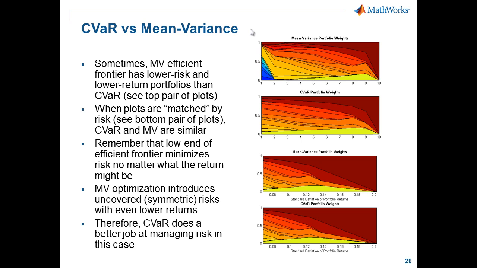And because we actually have non-normal returns, when you have a covered strategy, it's introducing some of these uncovered positions that have more symmetric risks and essentially going after what might be spurious correlations. So what you can conclude with this is that CVaR actually does a better job at managing risk in this case. It tends to do a better job, especially the more non-normal your returns are, the better CVaR works.